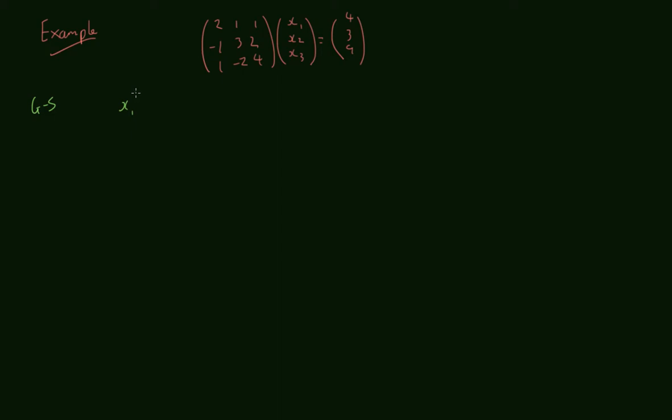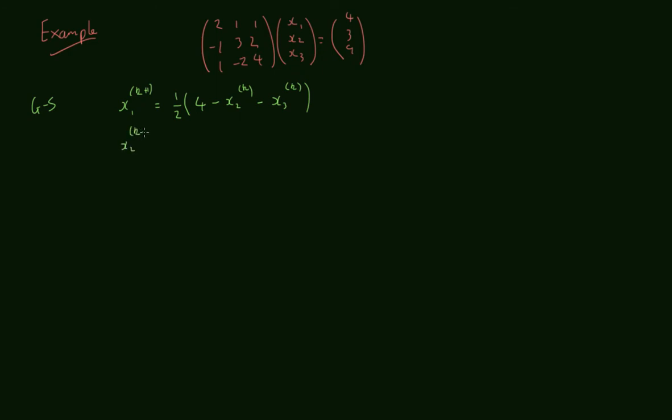For the Gauss-Seidel method, for our first value x1, our improved estimate is equal to 1 over the diagonal element in row 1 column 1, so that's 1 over 2, times b1, which is 4, minus 1 lot of x2. I'm yet to calculate x2 in the current iteration, so that has superscript k, minus x3, and likewise I've yet to calculate x3. That's our expression for x1.